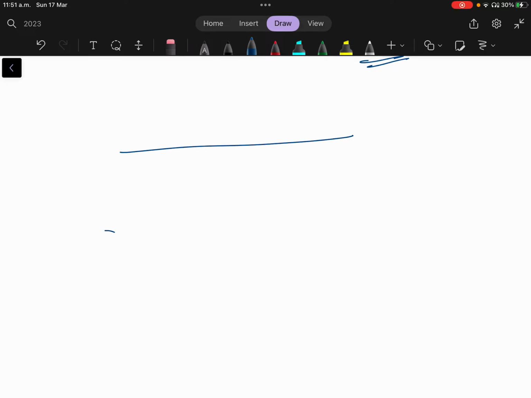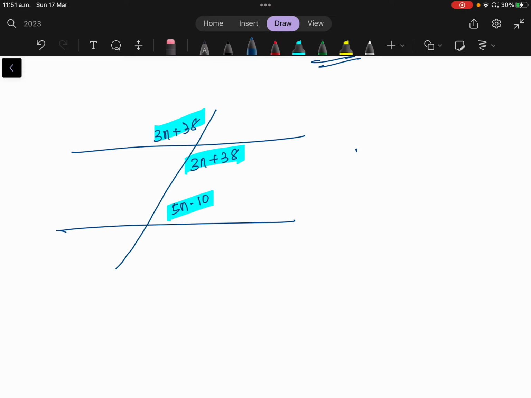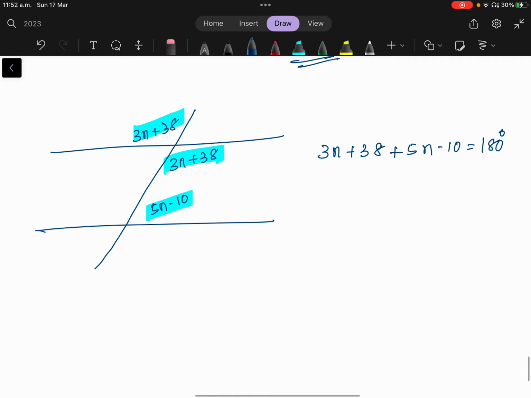Now again, another one you might have is something like this. This is 3n plus 38 and this is 5n minus 10. Now since this is 3n plus 38, this is also 3n plus 38. The reason is vertically opposite angles. And now this and this are interior angles and they add up to 180 degrees. So I can write it like 3n plus 38 plus 5n minus 10 is equal to 180 degrees. Okay, and then you simplify.